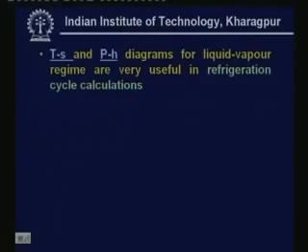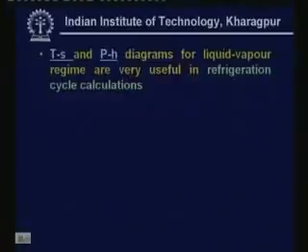Now, in most refrigeration applications, we really won't be dealing with the solid phase. That means we won't be dealing with solid and liquid phases or solid and gaseous phases. Of course, there are some applications. For example, if you are using ice for refrigeration purposes, then obviously you will be dealing with solid liquid equilibria. Similarly, if you are using, let us say, dry ice, then you will be dealing with solid gas equilibria.